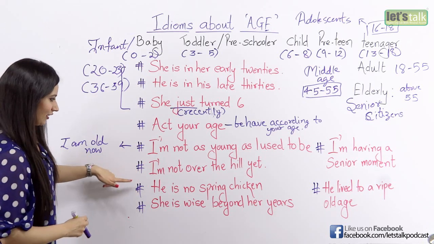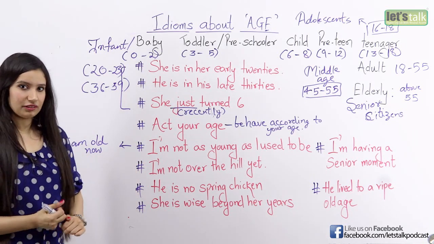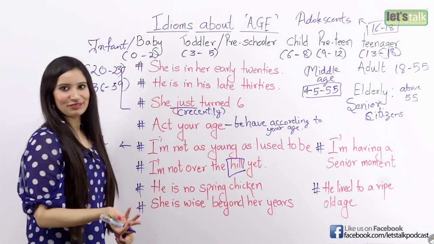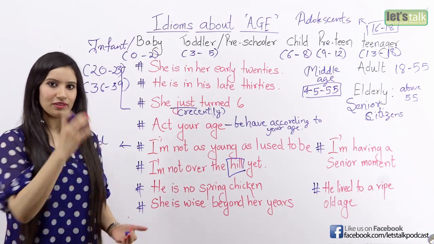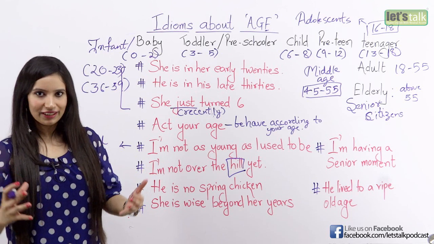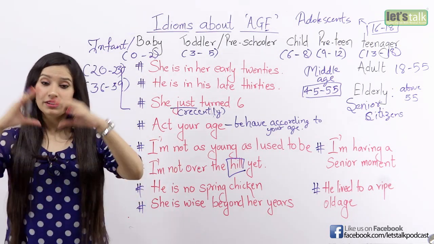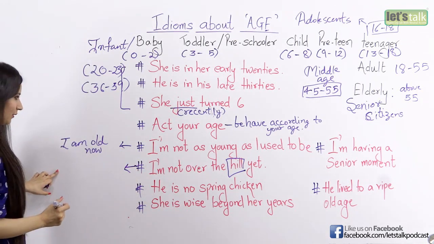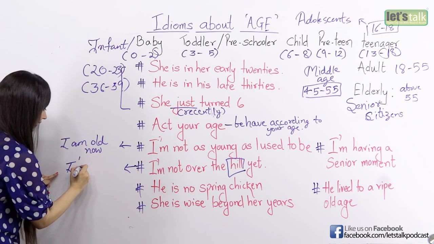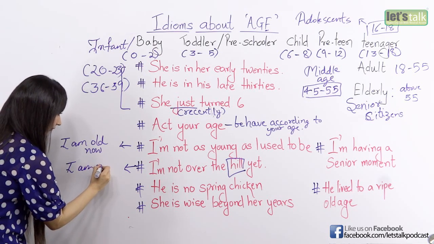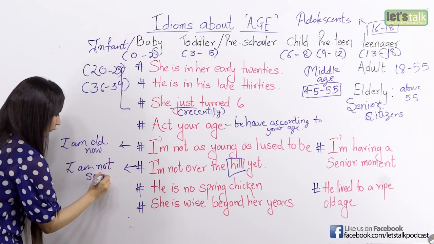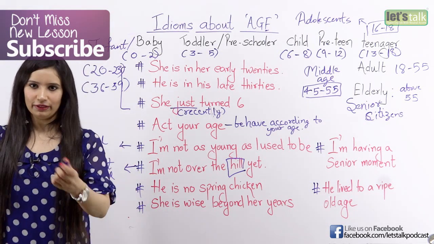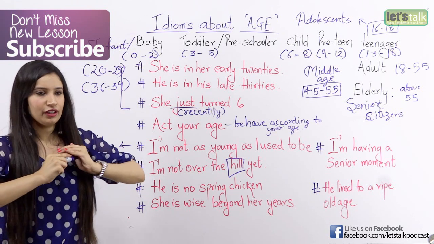The third idiom here, I'm not over the hill yet. Are we talking about mountain climbing? Hill, no, that doesn't refer to mountain climbing. As I told you, individual words in idioms have a different meaning, but altogether they form an entirely new meaning. So here, I'm not over the hill yet means I am not so old.